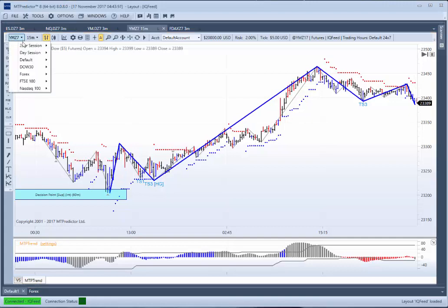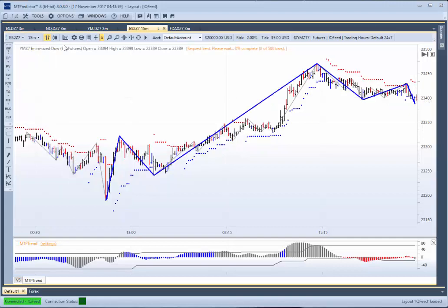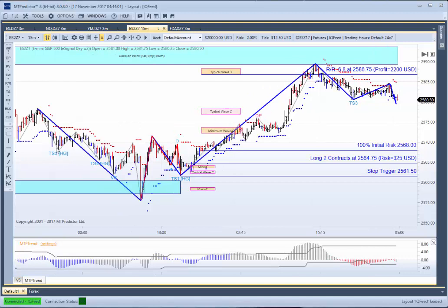That's even more obvious when we look at the ES chart. You can see there were other buy setups on the way down here with our MTP trend blue. This is why, as a more experienced MTPredictor user, we don't suggest you blindly trade MTPredictor as a black box system where you just look at our MTP trend color, red for down, black for in the period of a change, and blue for up. You don't just follow this mechanically.